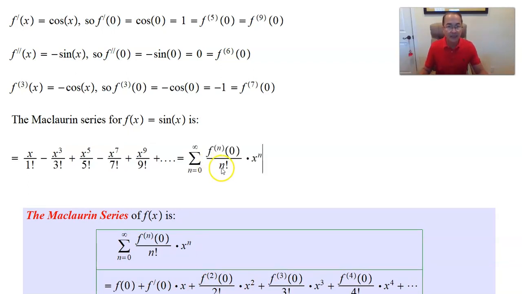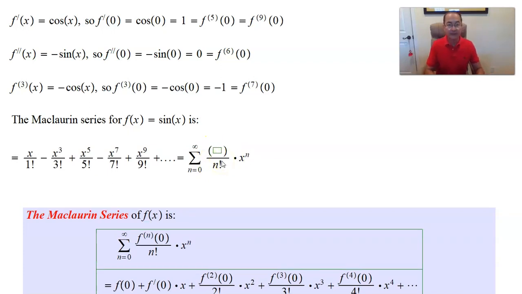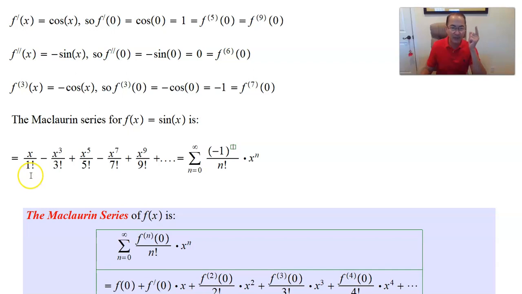We have this, and it's going to be alternating. So we are going to get an alternating factor, minus 1 to the something, and we want only odd powers, okay? In particular, you want 1, 3, 5, 7, and 9 to appear.